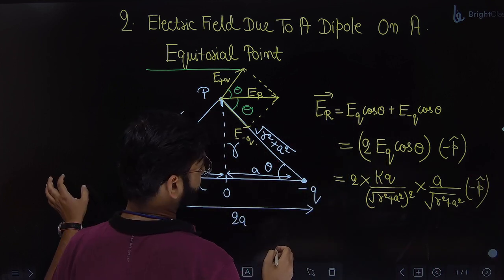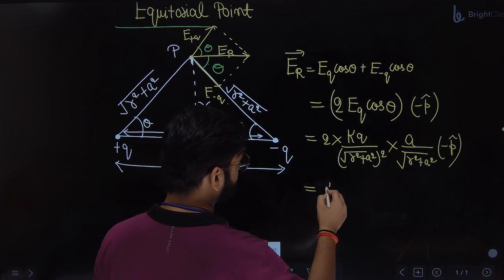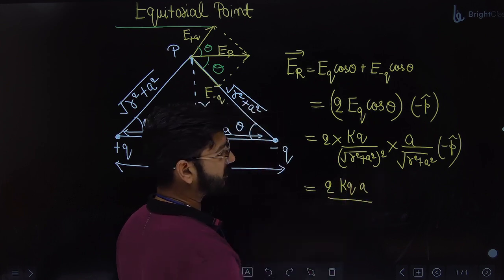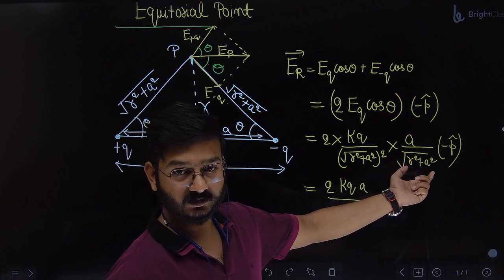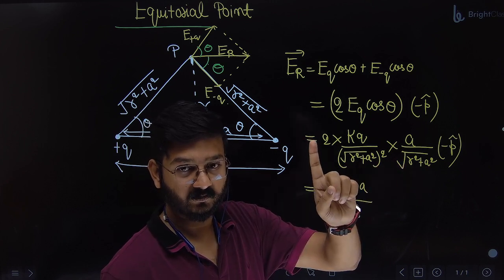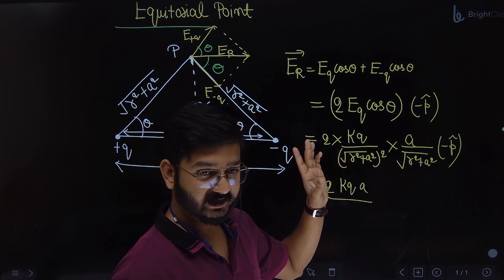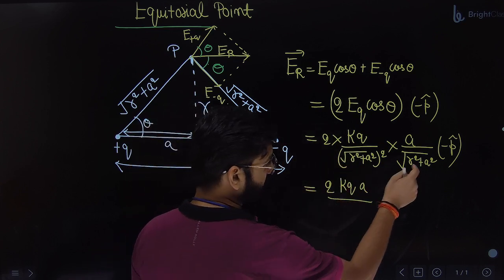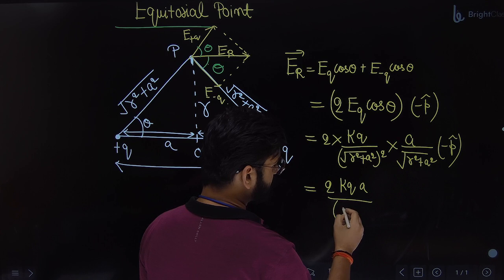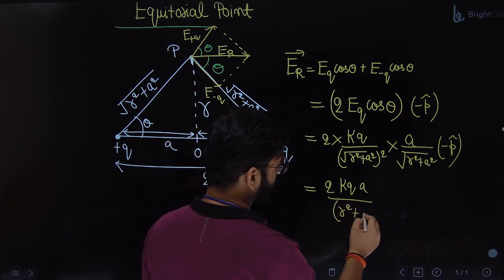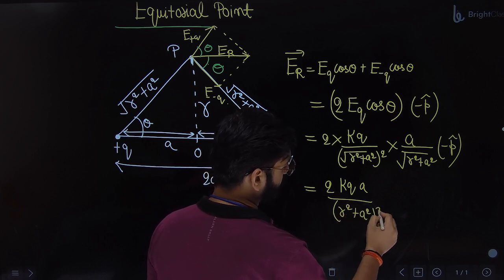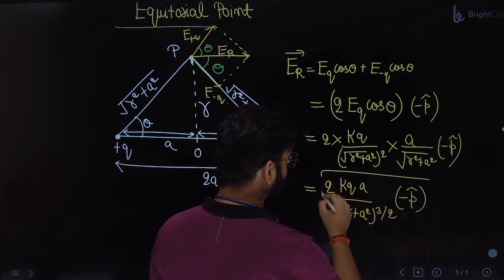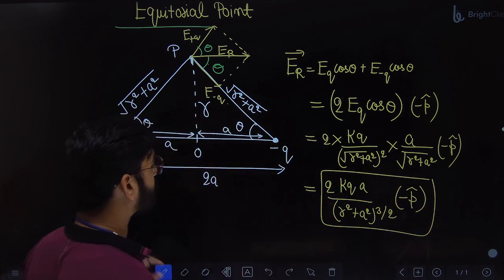So let's simplify this. It is solved now. It will just take 30 more seconds. So KQA. What will we get in the denominator? This is power 1 by 2. And what is this power? 1. Square root and square get cancelled. So 1 plus 1 by 2, 3 by 2. This is the value.